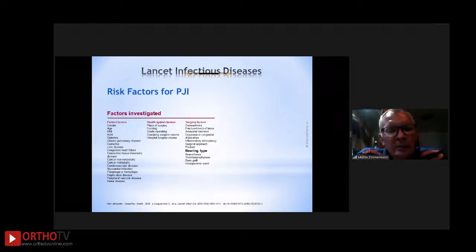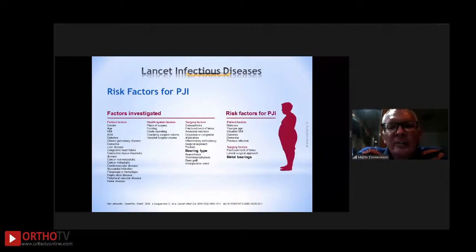In the Lancet journal in 2018, there was a very interesting study from England, based on the National Joint Registry for England and Wales, with more than 600,000 patients involved in this study. The authors were investigating different factors which may create a risk of PJI: factors related to the patient like gender, age, BMI, and so on, some health system factors, the place of surgery, the grade of operating surgeon, the type of operation, but also some surgical factors involving the bearing type.